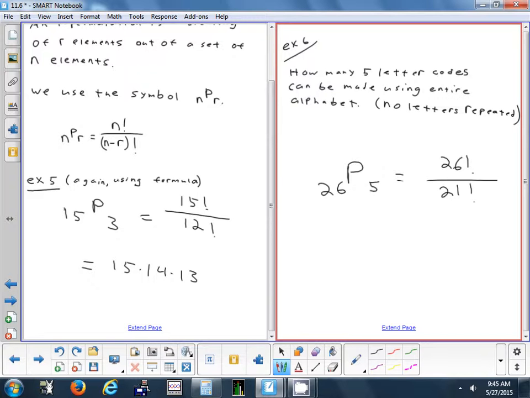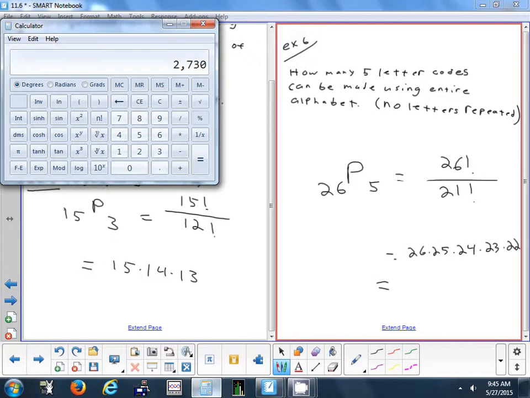When you do out the numerator, everything from 21 down is going to cancel. So you're left with 26 times 25 times 24 times 23 times 22. So this is pretty big. This is just a password that's 5 letters long. Now, we also assumed here, what kind of letters are we using? Think about passwords. Either all capitals or all lowercase. Right, we're doing either all capital or all lowercase.